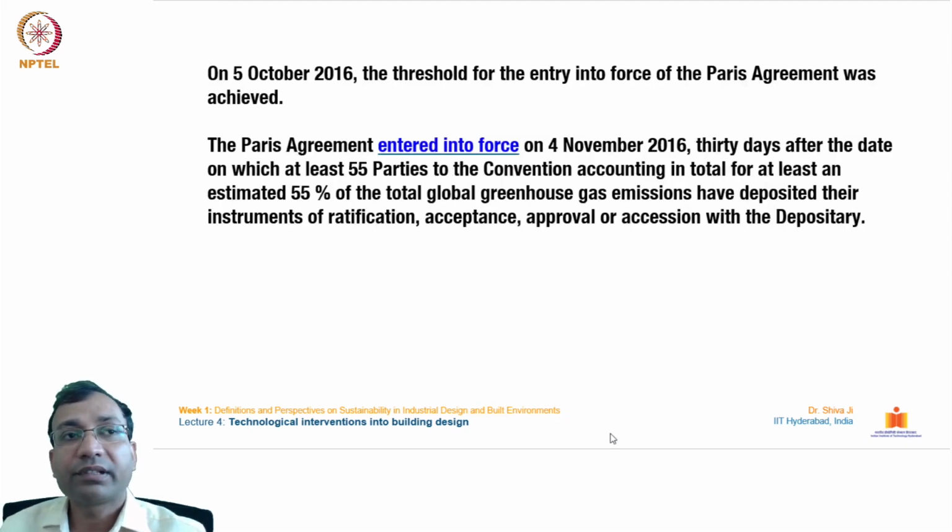On 5th October 2016, the threshold for the entry into force of the Paris Agreement was achieved. The Paris Agreement entered into force on 4th November 2016, 30 days after the date on which at least 55 parties to the convention, accounting in total for at least an estimated 55% of the total global greenhouse gas emissions, have deposited their instruments of ratification, acceptance, approval, and accession with the depositary.